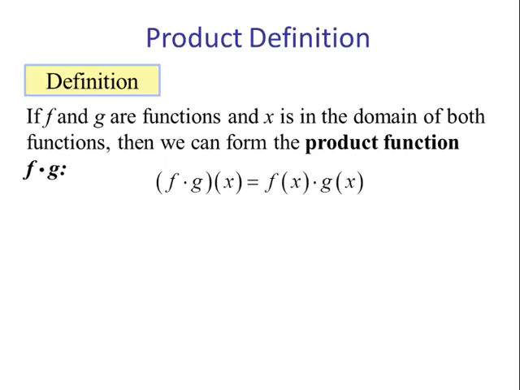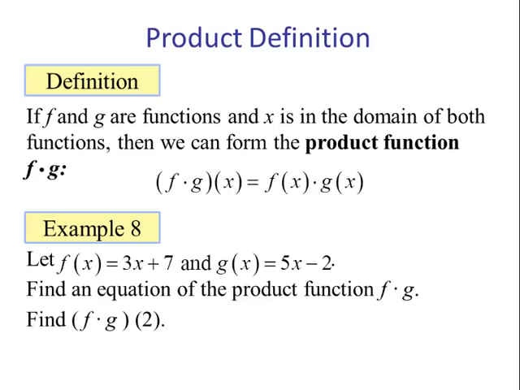Lesson Objective: Product definition. If f and g are functions and x is in the domain of both functions, then we can form the product function f times g. So the basic idea behind this is we take one function, multiply it by another function, and we get a new function called the product function. Let's look at an example.